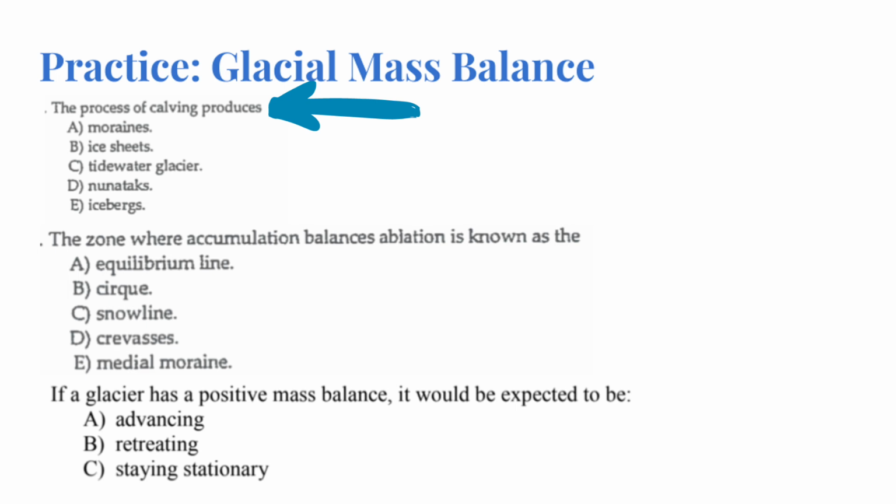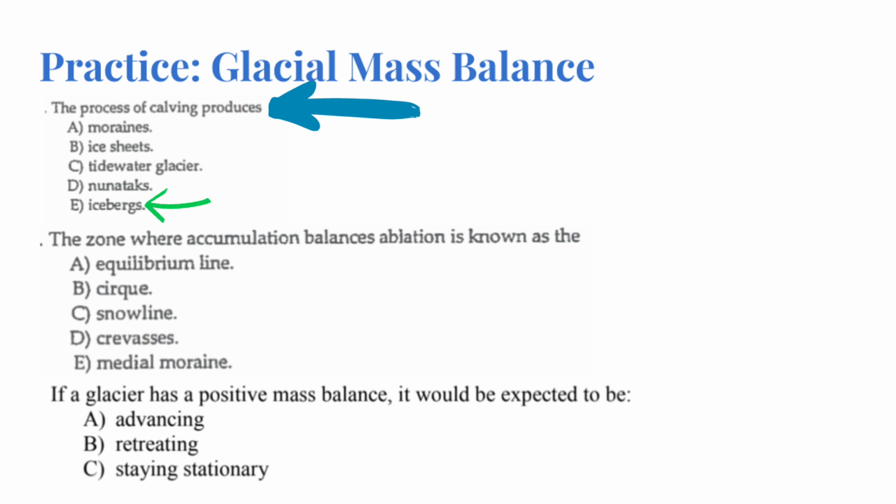Okay, the process of calving produces what? So again, definition questions, the answer is E. If you don't know this, I guess you can also use the process of elimination. So for A, it says moraines. Moraines, again, a depositional glacial feature. So that's not true.